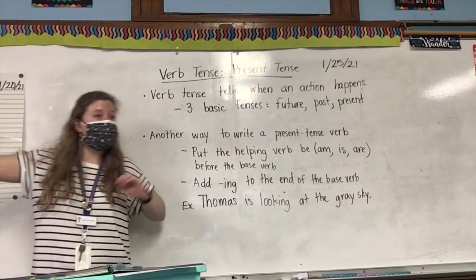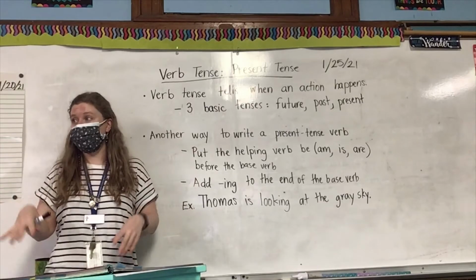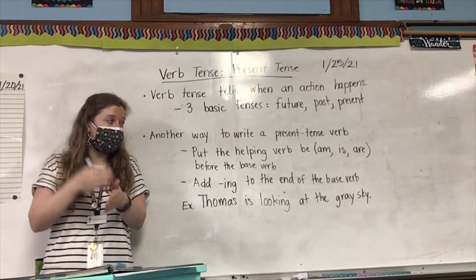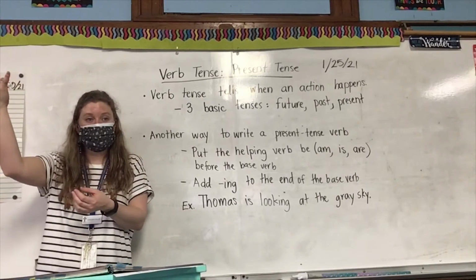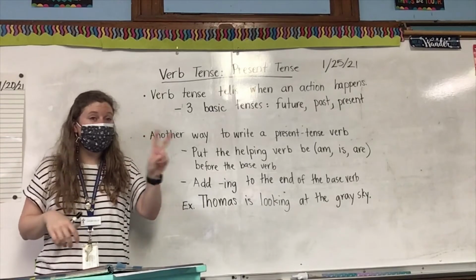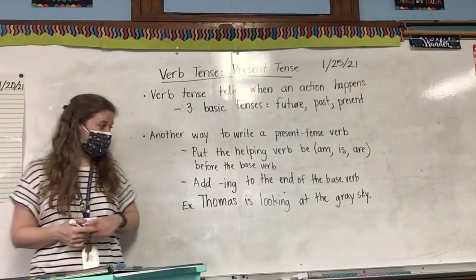We know they didn't happen yesterday. They didn't happen earlier this morning. They're not happening tonight or tomorrow or next week. Both of those situations, both of those actions are happening right now. Thomas looks at the gray sky. Thomas is looking at the gray sky. So those are two ways to show a present tense verb. Now that's the brand new way.